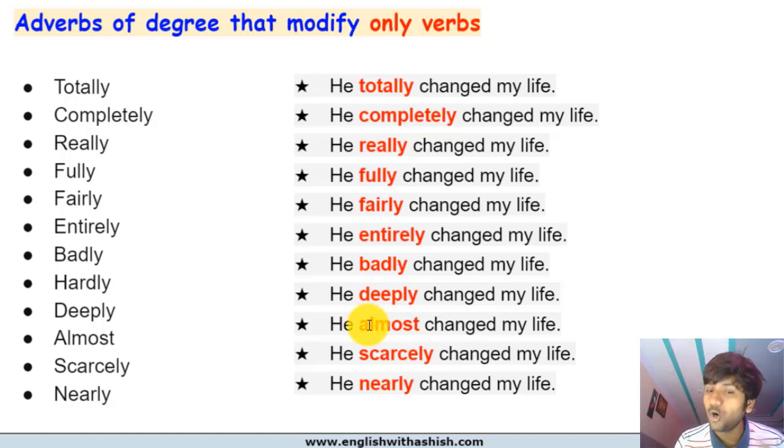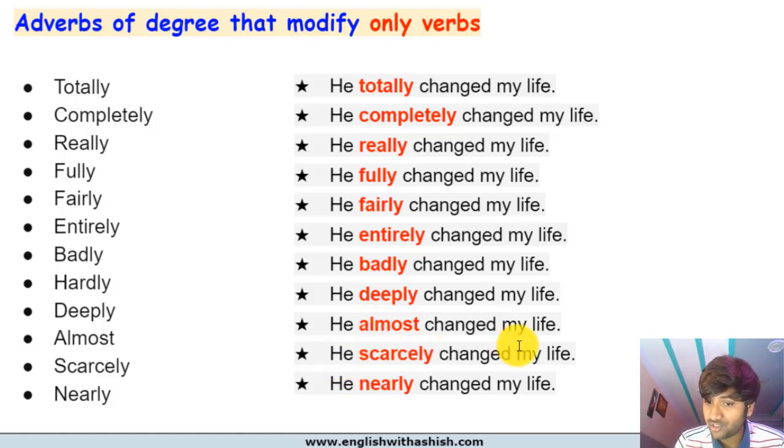So he didn't do it, but he almost did it, right? So it's not 100%, it's not positive. If you almost did something, you didn't do it basically. So it's giving a negative meaning, right? He almost changed my life, meaning he didn't do it, right? He was on the verge of doing it. He was very close to doing that, but he didn't do it.